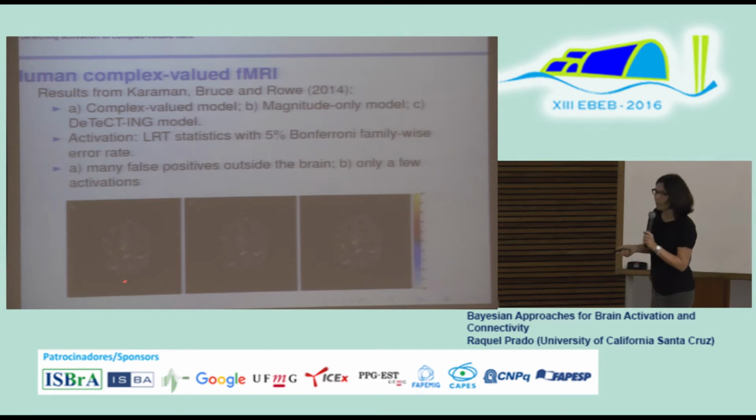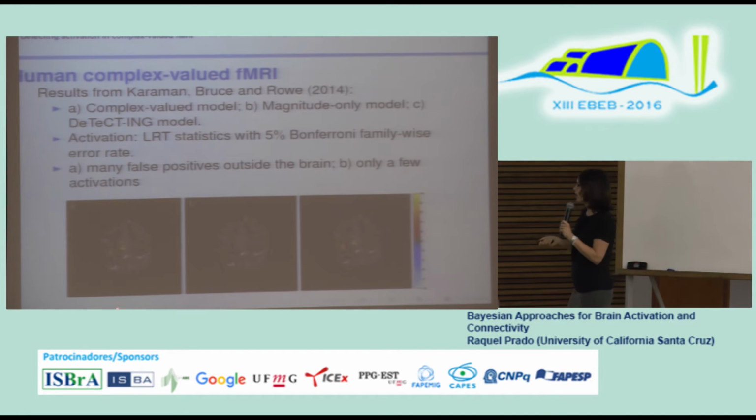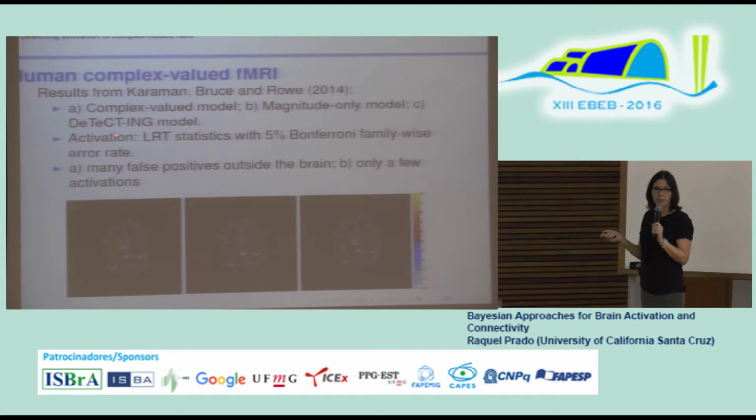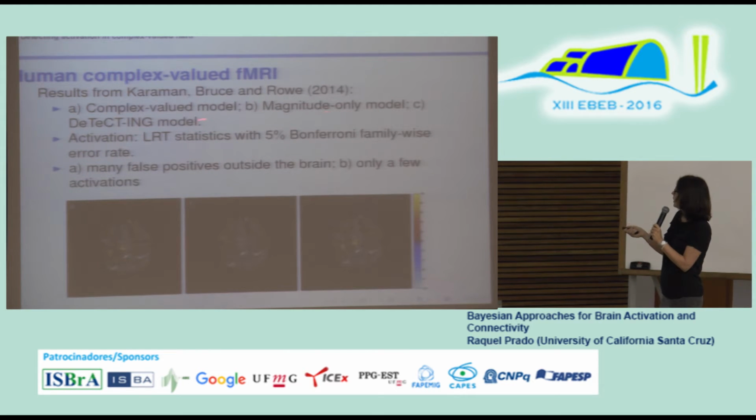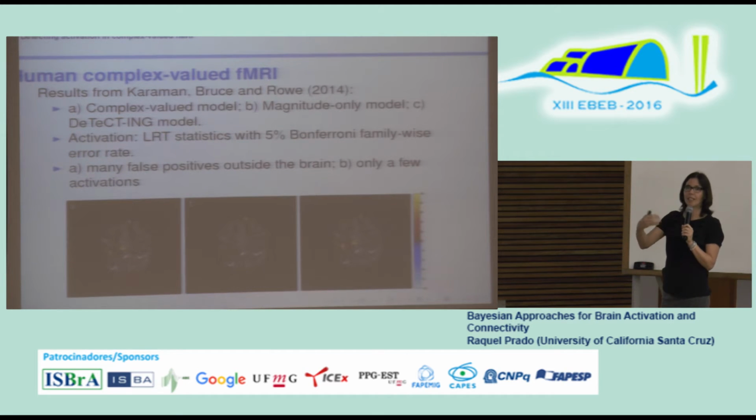You probably cannot see too many of the colors here, so I'll try to highlight what's happening. These are results from their paper. In their paper, they use a complex valued model, and they did some correction for multiple testing here. Then they used the magnitude-only model, and this is a picture for the first type of model, the magnitude-only model. And then they use a separate model that takes into account the physics of the problem. It's a physical model that is way more sophisticated and much harder to fit.